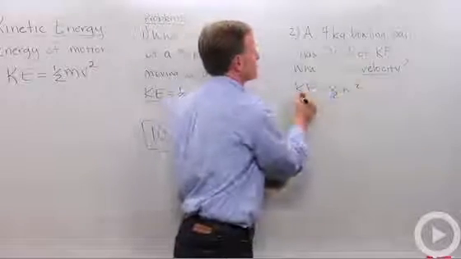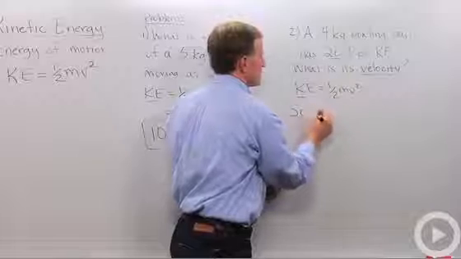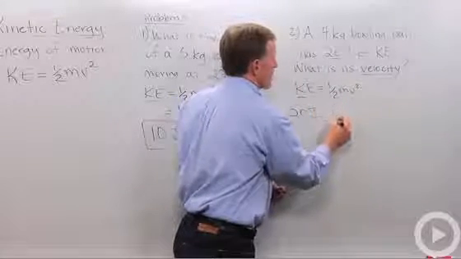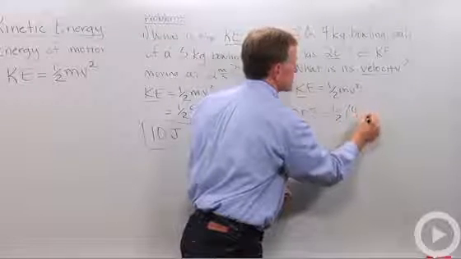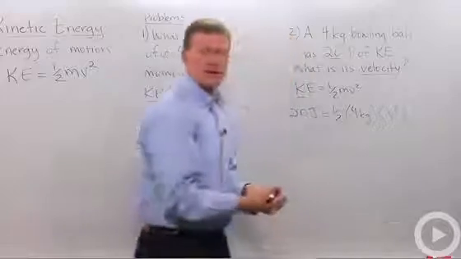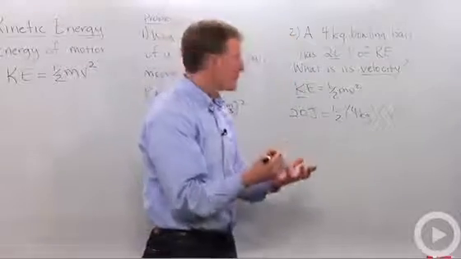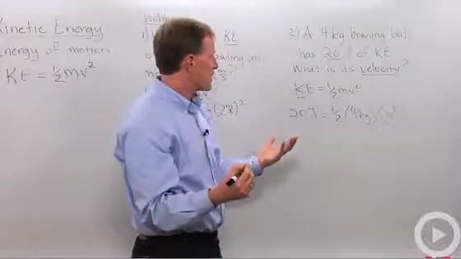This time what do we have? We have the kinetic energy right there, 20 joules, and it's going to equal 1/2 times our mass, 4 kilograms, but we don't know our velocity squared. That's what we're solving for in this problem. Once we set that up, again, pretty straightforward problem to solve.